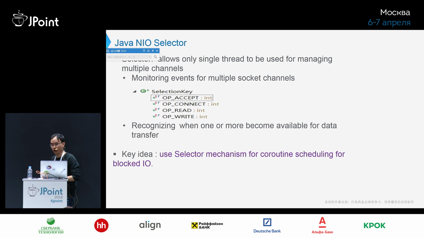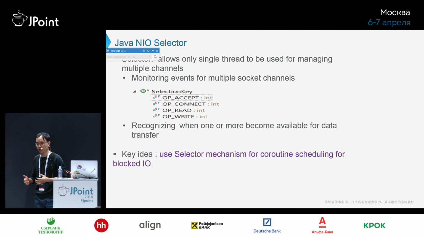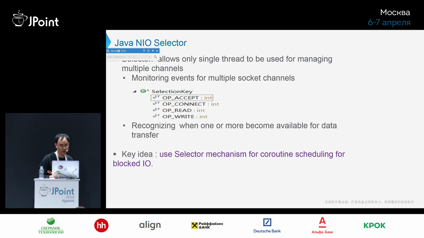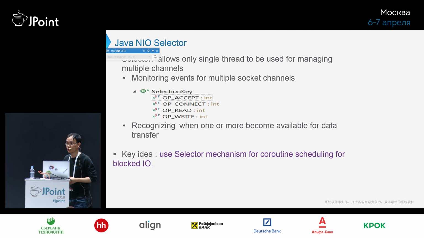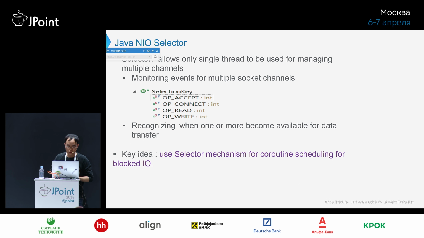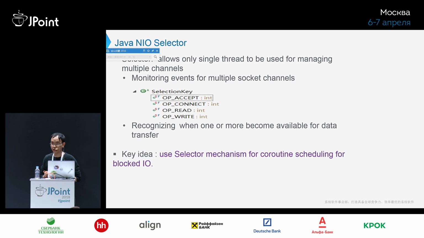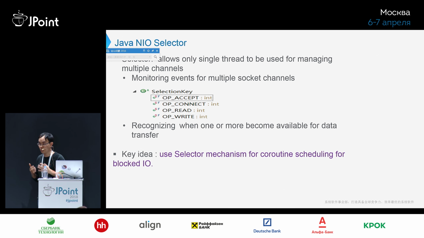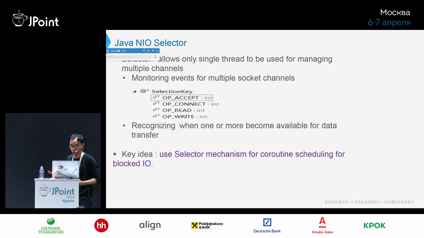So let's talk about the second thing, how to implement a user model scheduler for coroutines. This is a key concept. We are relying on a selector. By using a selector, you can register multiple channels with it. When some I/O events happen, for example socket read, socket write, socket connect, and socket accept, all of these are listed as selection keys for the selector. When these I/O events are completed, you get notified automatically from the selector. The key idea here is we use the selector mechanism for coroutine scheduling in the blocked I/O case.